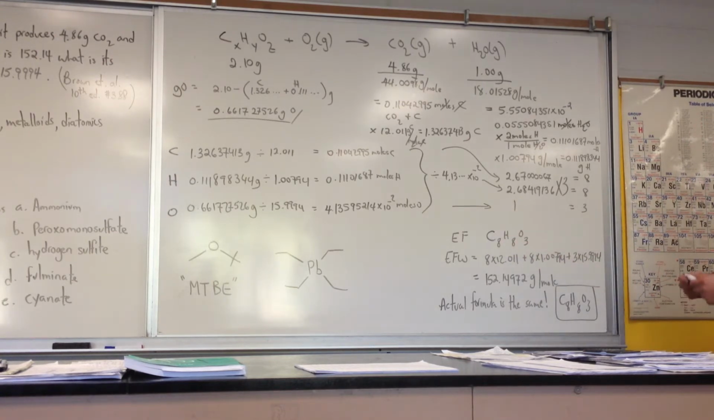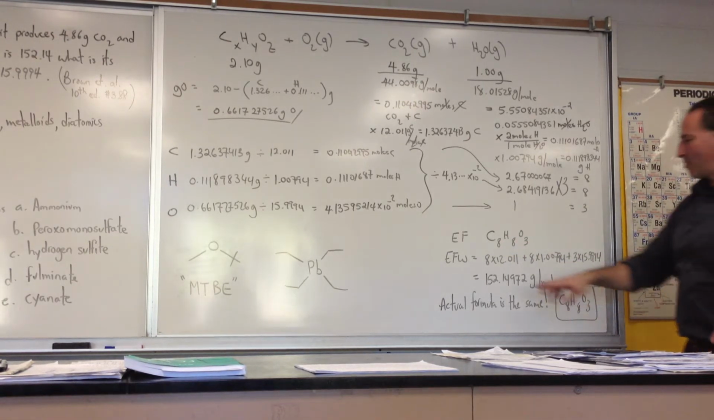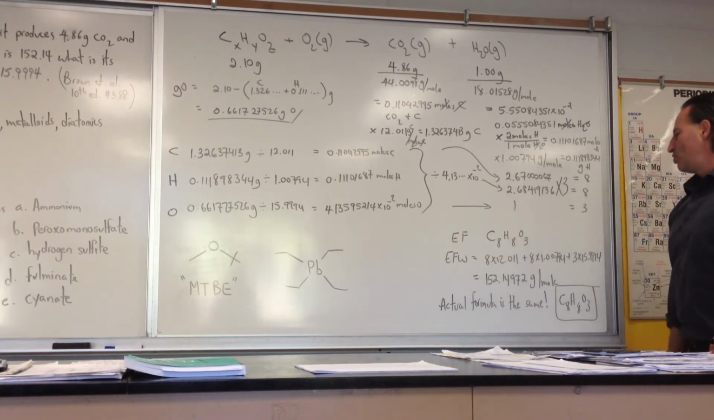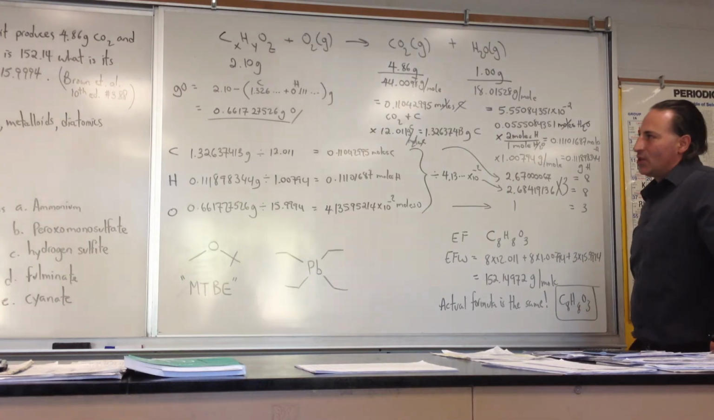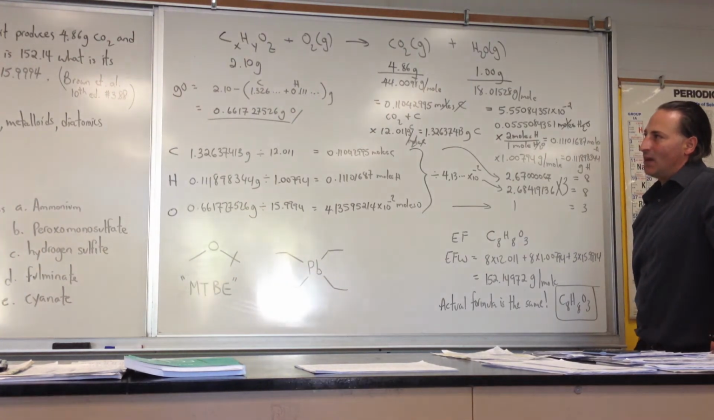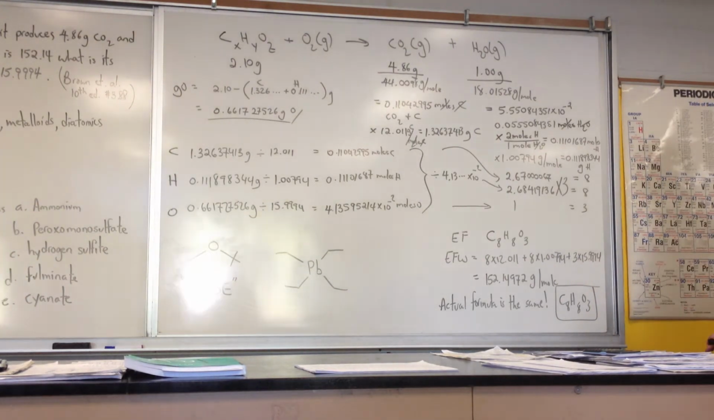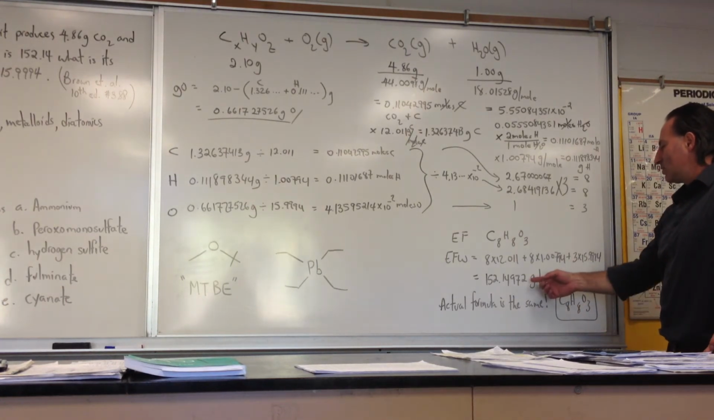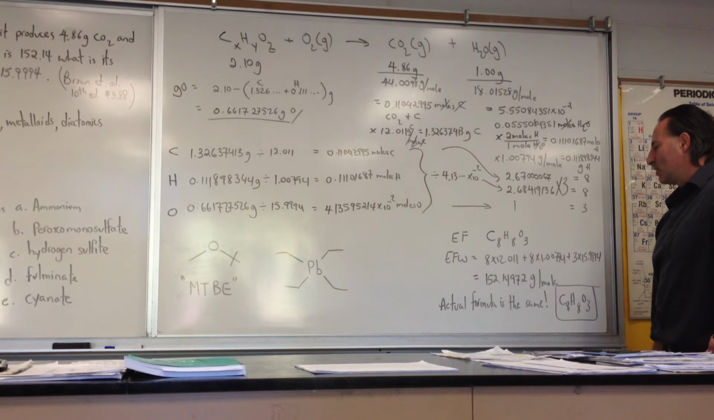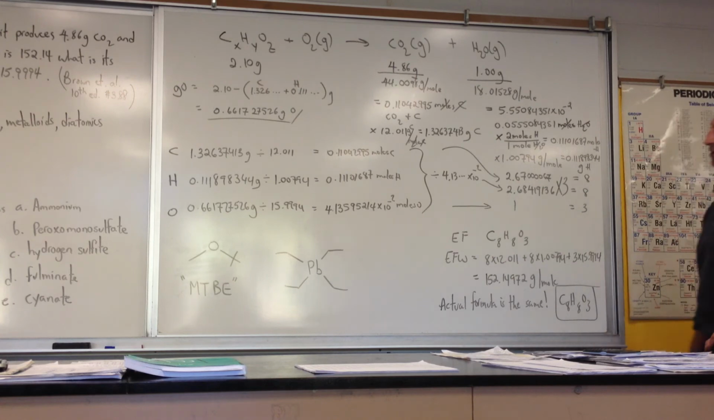C8H8O3. When you calculate the empirical formula weight, represented here by EFW, you get 152.14 grams per mole. We were told in the question earlier that the molecular mass of the actual molecule is 152.14. So because the actual formula has an identical molecular mass to the empirical formula weight, we can say that the actual formula is the same as the empirical formula. We get C8H8O3.